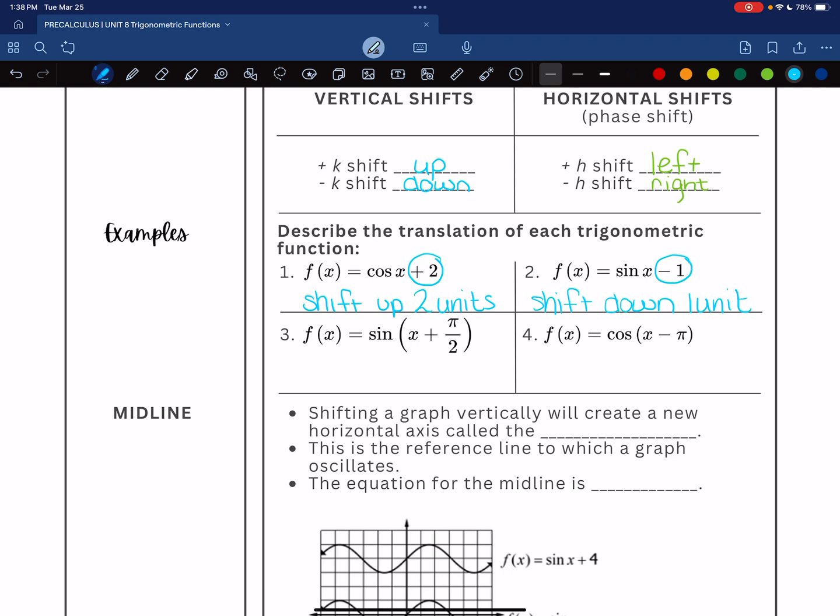Now in examples 3 and 4, notice what we've got. We've got our values inside of the grouping symbol. We have in this example 3 being added to the x, pi over 2. What that's going to cause is a phase shift to the right, pi over 2 units.